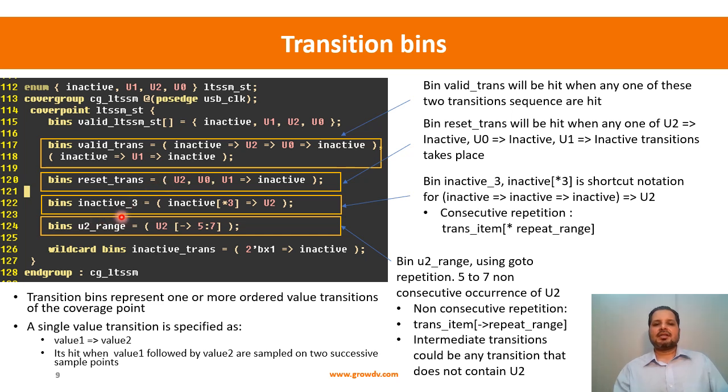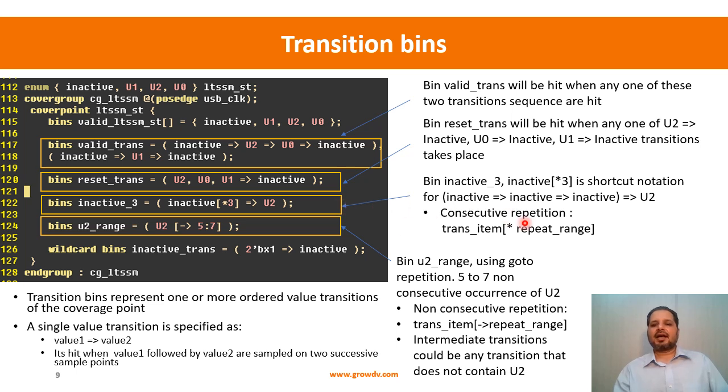So here you can see the repetition, and we have used this repetition even in the case of assertions. So I can represent it as inactive, and in this square bracket I am saying star of 3. This means repetition, which is equivalent to inactive followed by inactive followed by inactive, and this should be on successive clocks. So if I see this on 3 consecutive clock cycles, if I see inactive and then I see U2, then this particular bin inactive 3 will be hit.